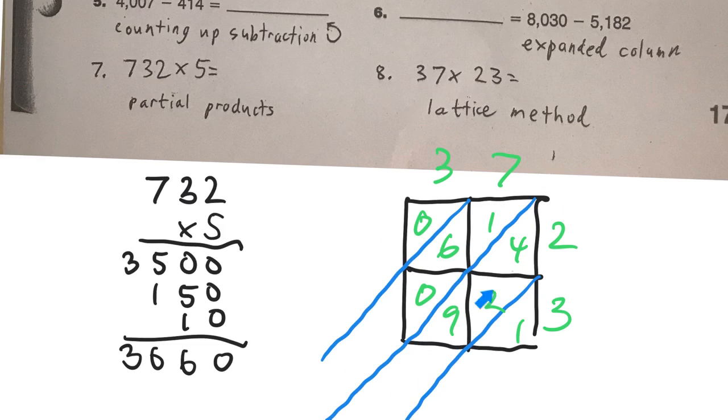And we add these numbers diagonally. So we have 1 stays there. 4 plus 2 plus 9 is 15. So 5 goes there, and I can carry a 1 into the hundreds place. And that gives us 8, and the answer is 851.